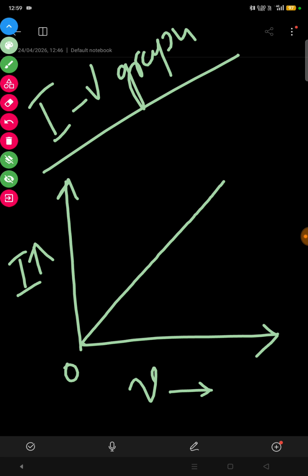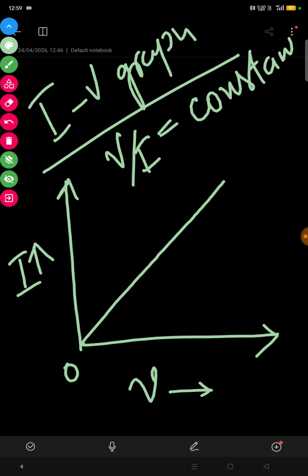For a metallic conductor, the ratio of V by I is equal to a constant. We know that V by I is constant for all values of V and I. So if a graph is plotted with current on the y-axis and voltage on the x-axis, we get a straight line passing through the origin.